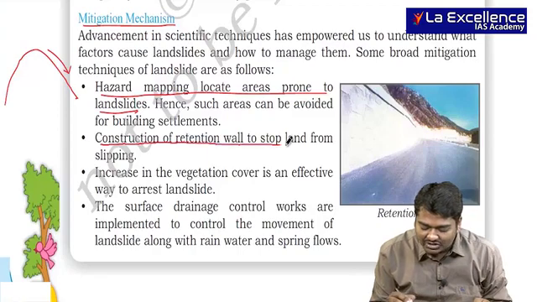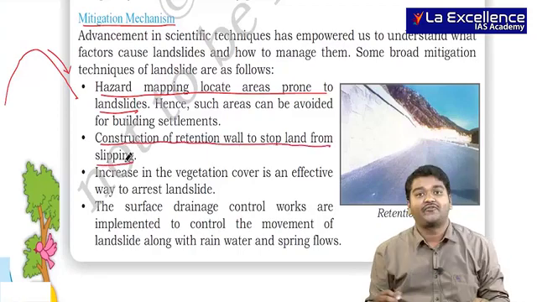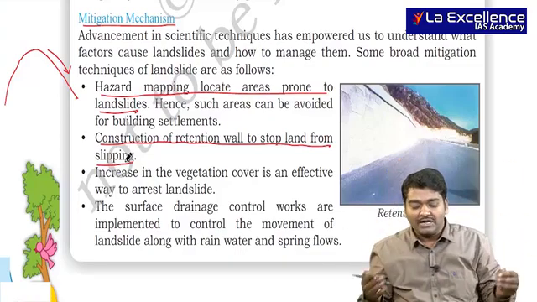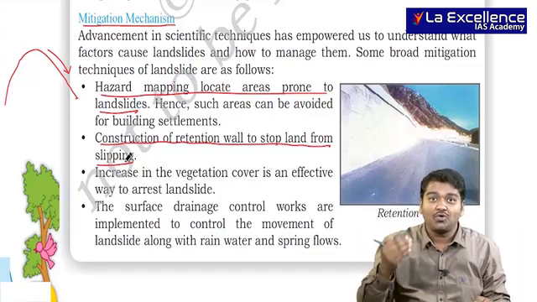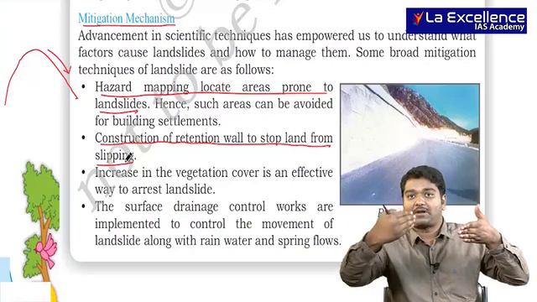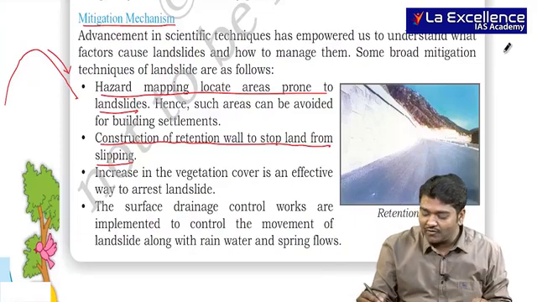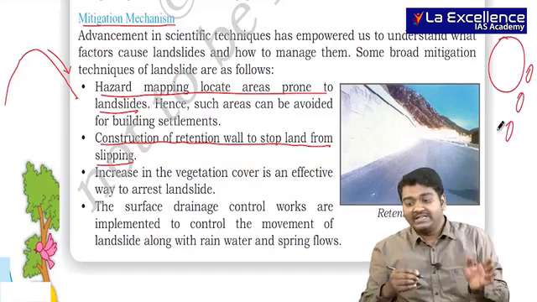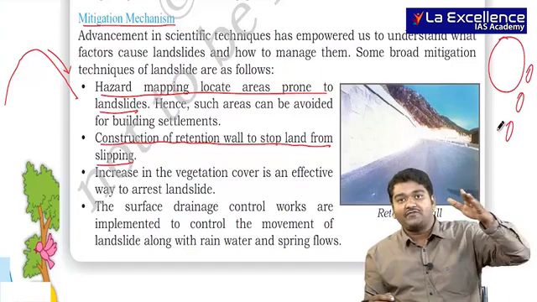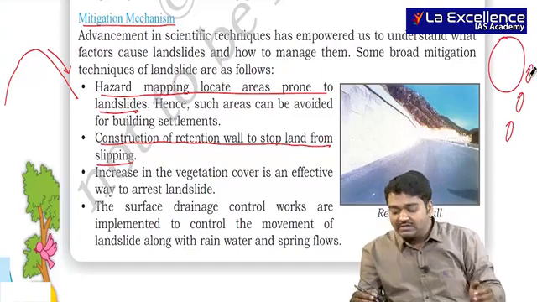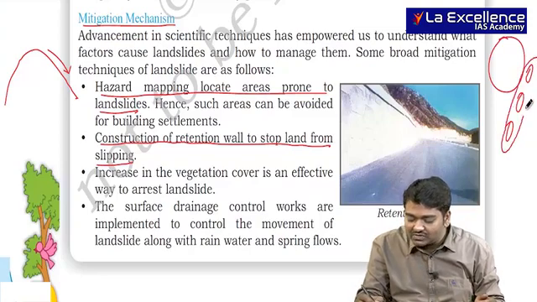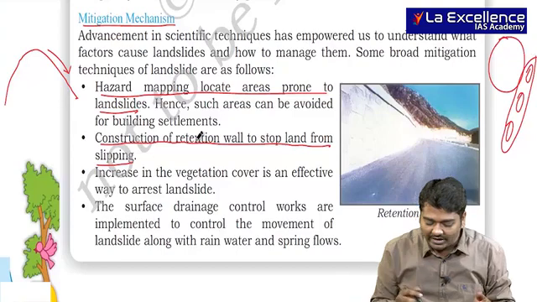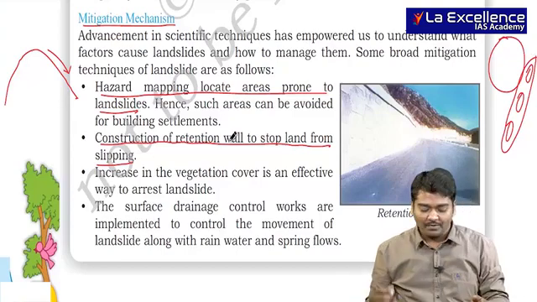Construction of retention wall to stop land from slipping. For example, when you have big boulders and all, just try to ensure that you have rocks kept below them. That is, if you have a boulder, have rocks below them in such a way that even if the rock comes down, these rock structures will prevent the bigger rocks from falling. So this is called a retention wall.